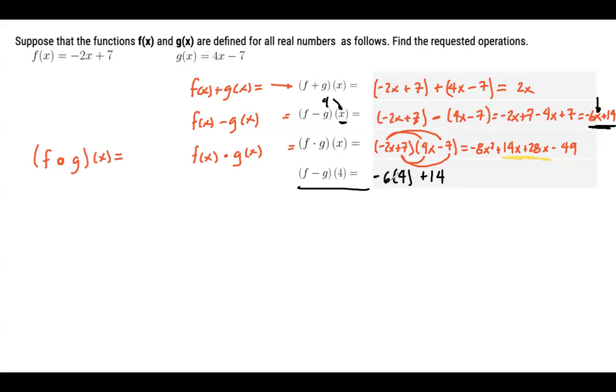So that's going to be minus 6 times 4, minus 24, plus 14. So it's just about doing that operation, and you're going to get minus 10.